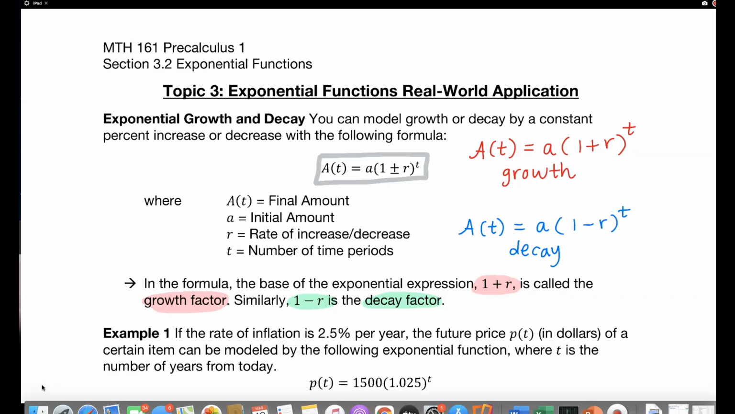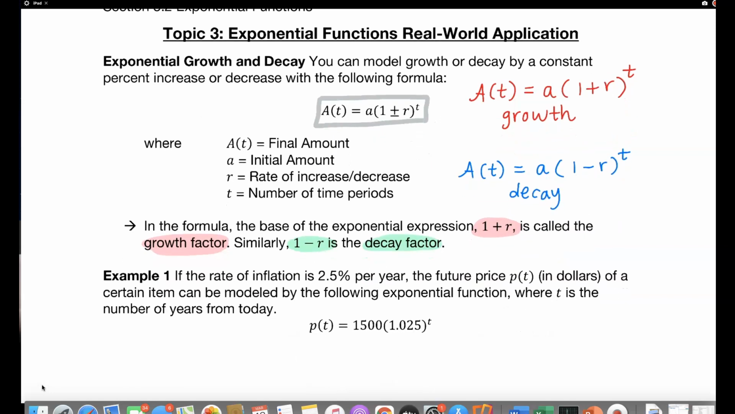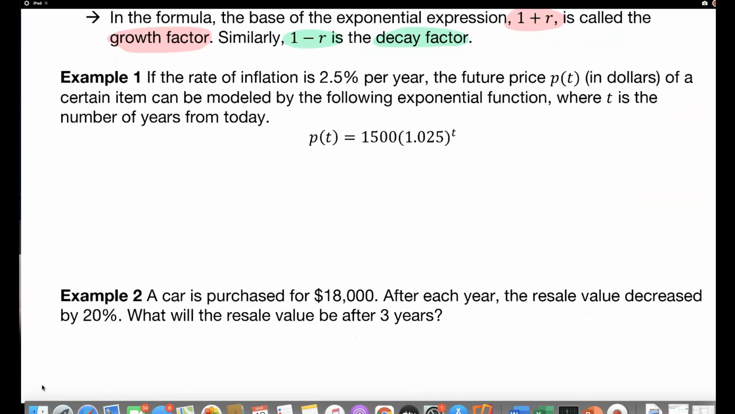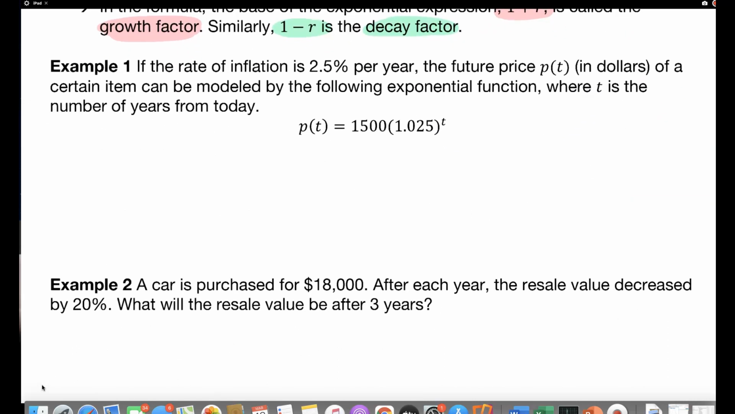Alrighty, let's look at example 1 together, which comes with an equation already, so that's good. This is going to be the easier one, okay? We don't have to write our equation. It says, if the rate of inflation is 2.5% per year, that means it's getting more expensive, right? It's going up, it's increasing.